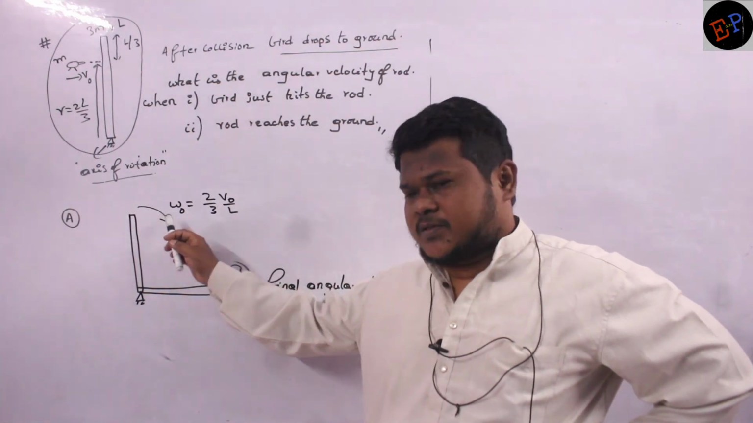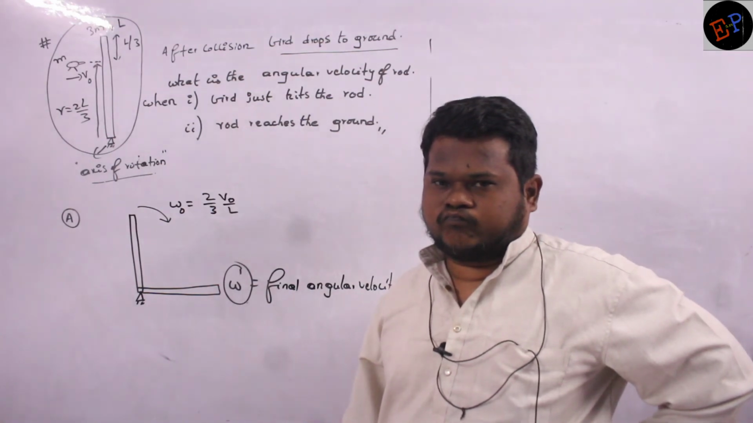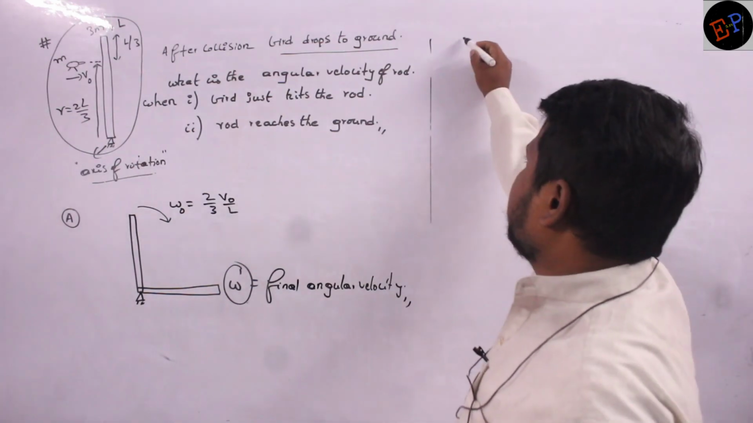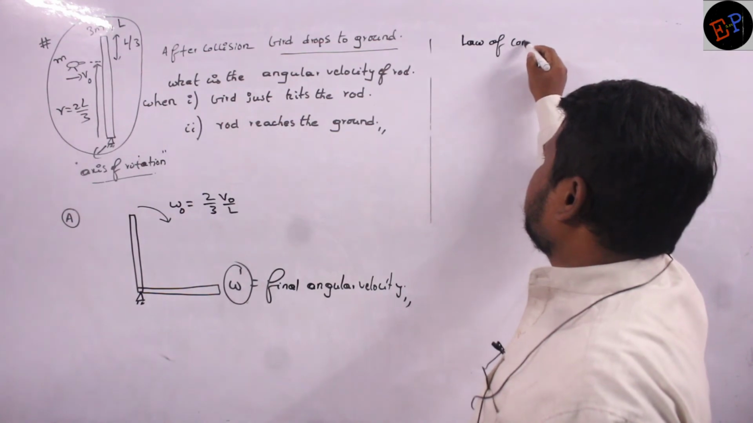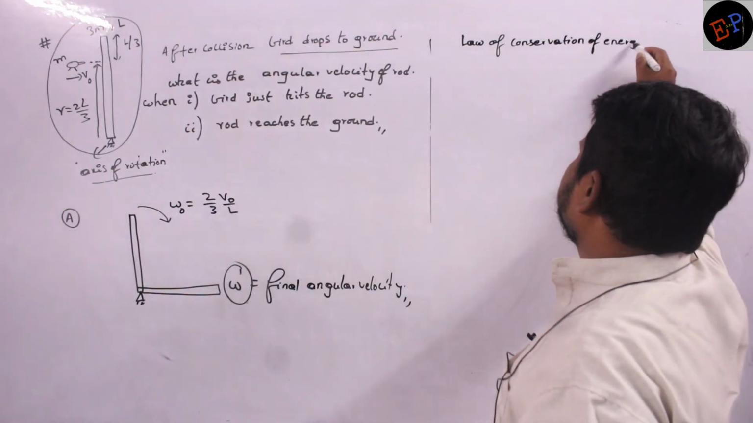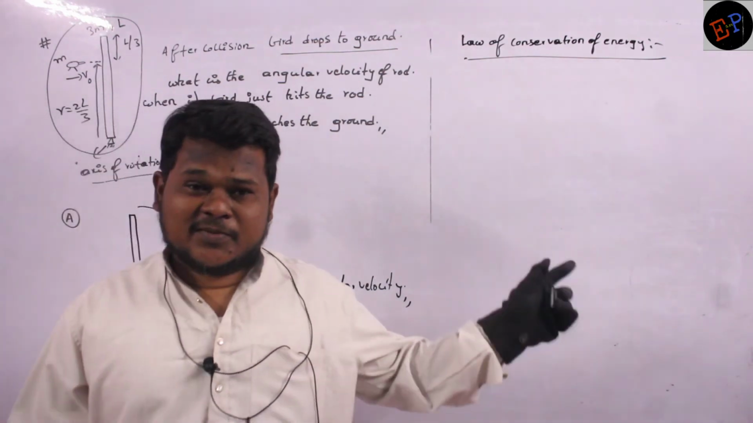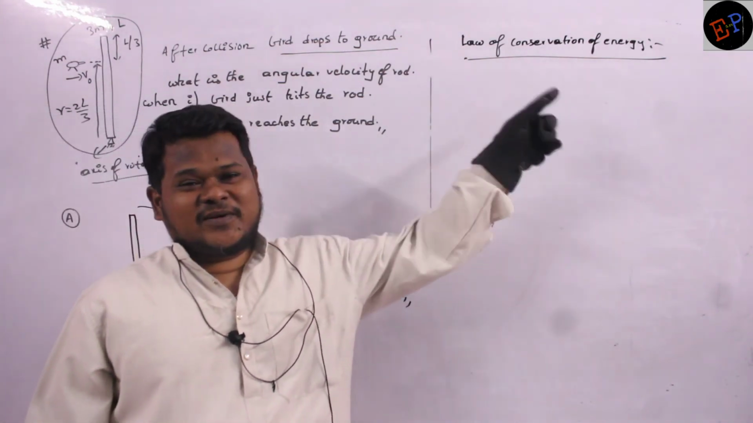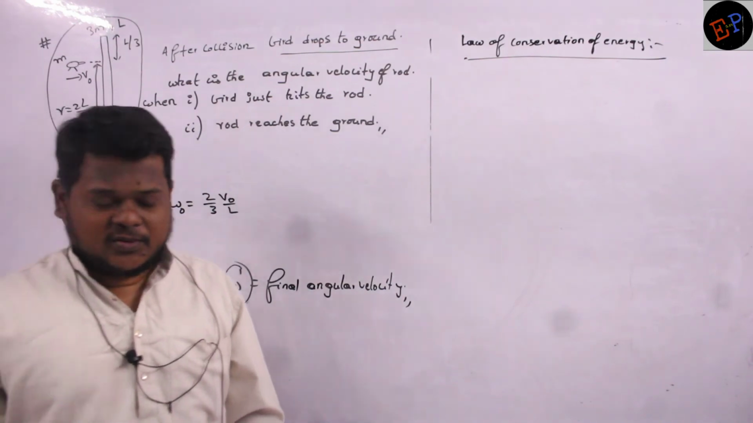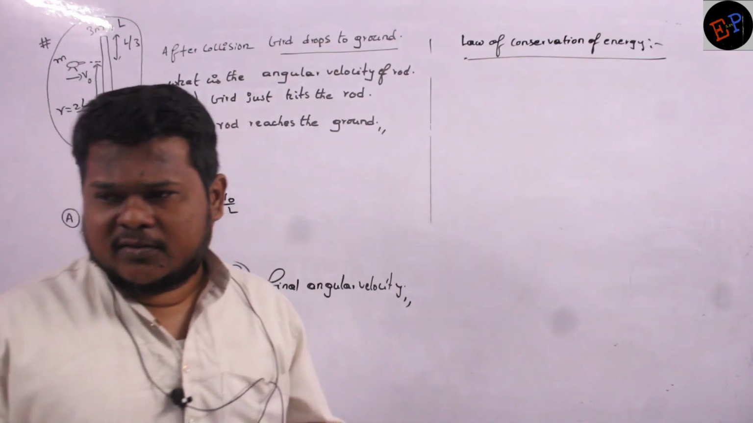Initial angular velocity is this much. Final angular velocity, how can I calculate? See, already we discussed the law of conservation of energy. This I can use, no? When you don't have any other method of solving, then the law of conservation of energy you can always apply. Are you able to understand? So total initial energy of the system is equal to total final energy of the system.